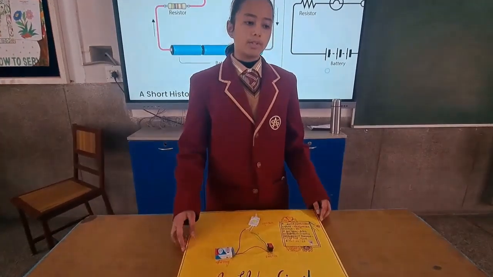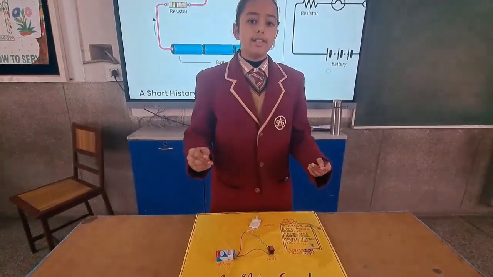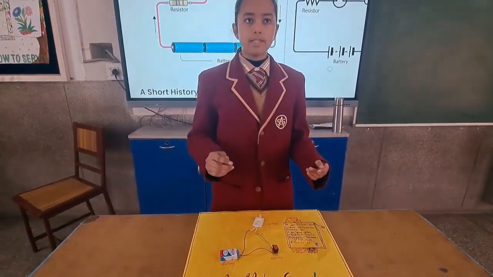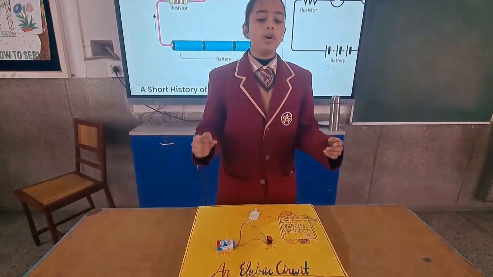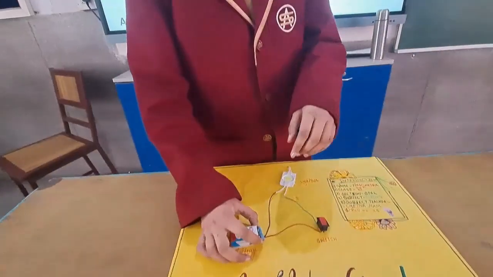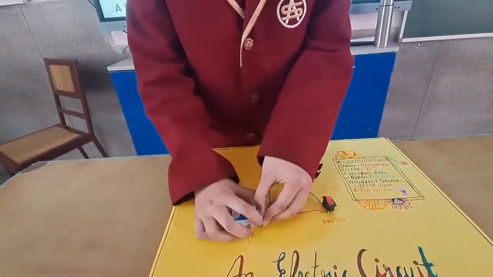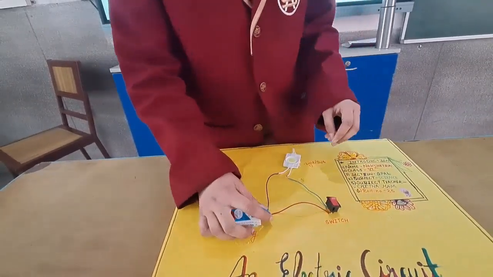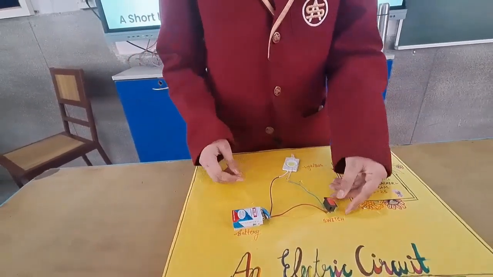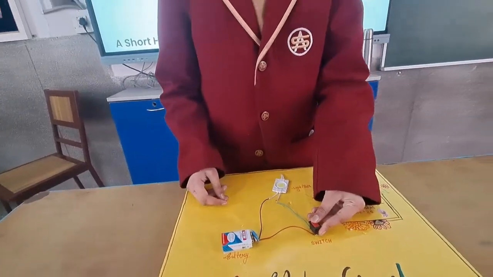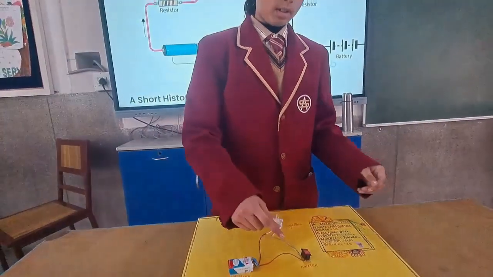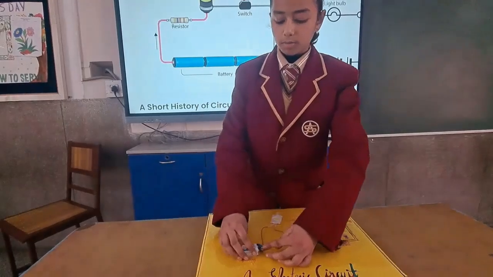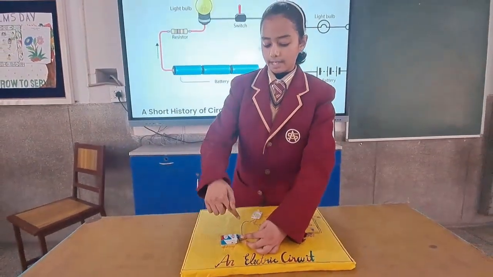Now I am going to tell you about the circuits. Circuits are of two types, open circuit and closed circuit. Firstly, open circuit. When there is a gap between the terminal of the cell and the wires, it is an open circuit. The bulb will not glow in an open circuit. Like, I switch it on and it does not glow because there is a gap between the battery and wires.